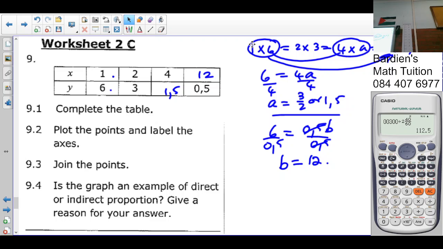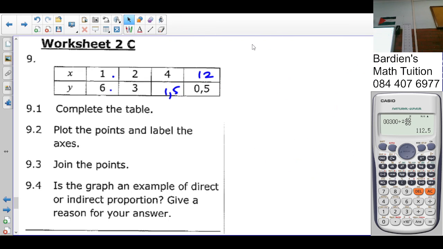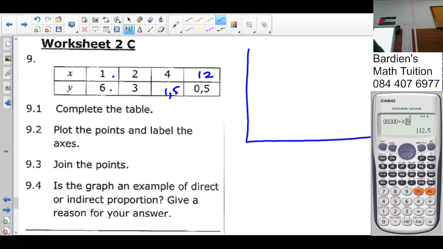Then they ask you to plot the points and label the axis. I need 6 on the X, so it's 1, 2, 3, 4, 5, 6.